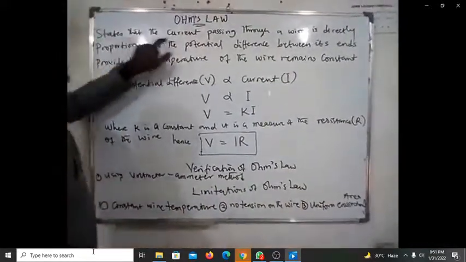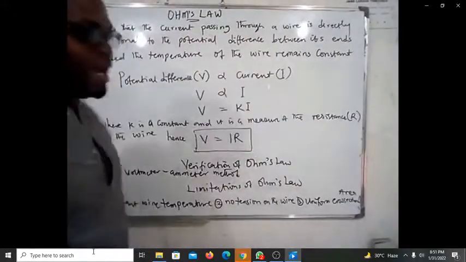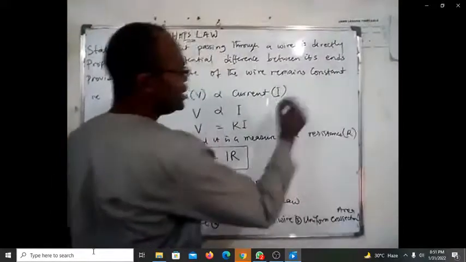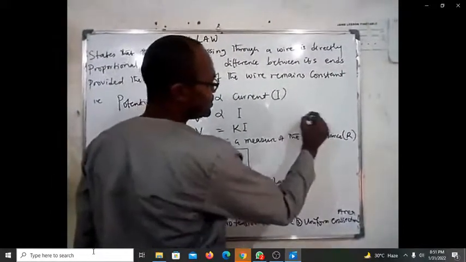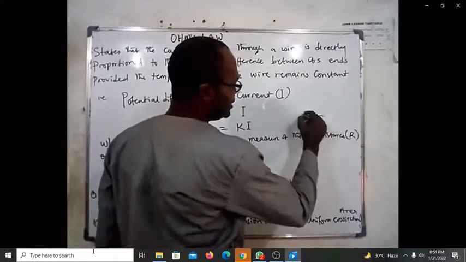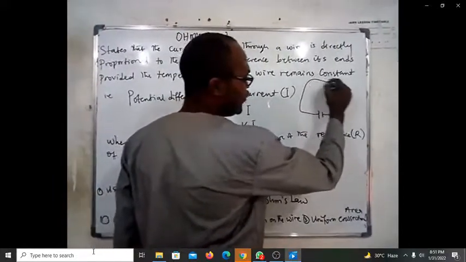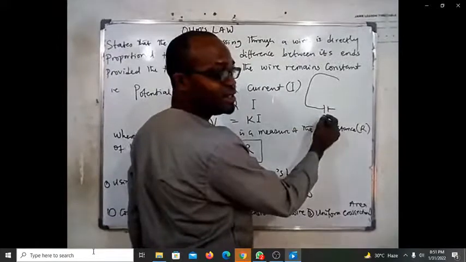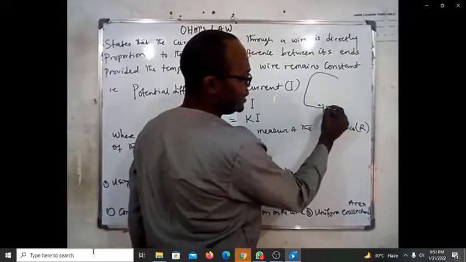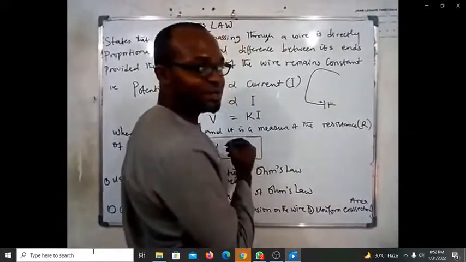Ohm's Law states that the current passing through a wire. Let's say we have a wire that is connected to a cell. For current to move, there has to be a cell, isn't it? So, if this is the positive terminal of the cell and this is the negative terminal, you understand?